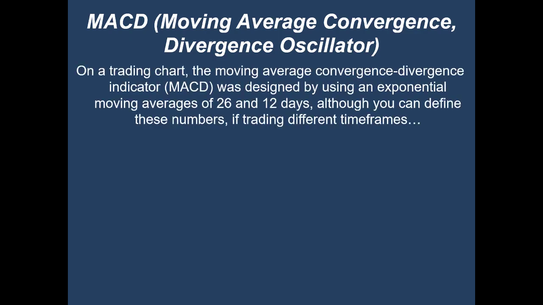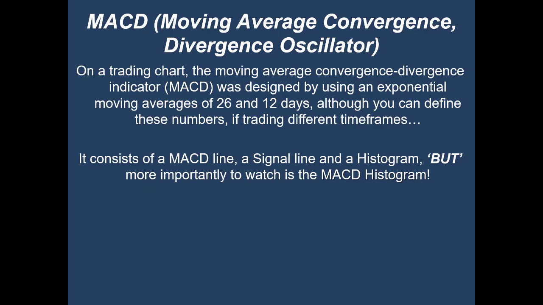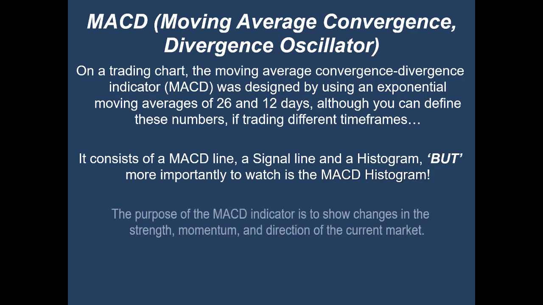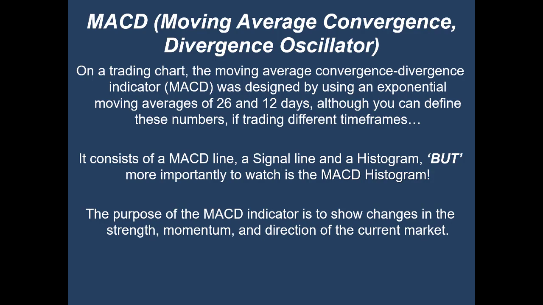On a trading chart, the moving average convergence divergence indicator, also MACD, was designed using exponential moving averages of 26 and 12 days, although you can define these numbers if trading different time frames, as in if you're going to shorten it down from weekly to dailies, so maybe look at the time frame of 4 hours to 1 hour. It consists of a MACD line, a signal line, and a histogram. But more importantly to watch is the MACD histogram. The purpose of the MACD indicator is to show changes in the strength, momentum, and direction of the current market.